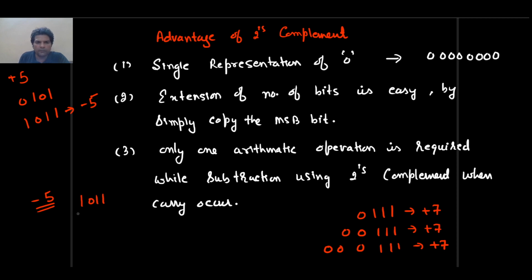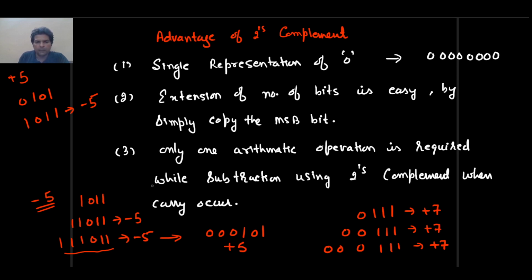Again, if I want to extend the number of bits, 1 1 0 1 1 is again minus 5, and 1 1 1 0 1 1 is again minus 5. How do you know this is minus 5? Because the MSB is 1, and by taking the 2's complement of this number we get 0 0 0 1 0 1, which is plus 5. So if this one is plus 5, then this is minus 5.